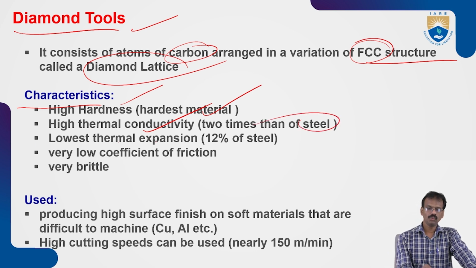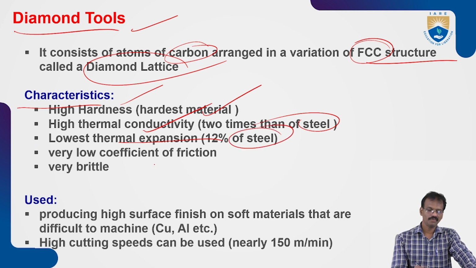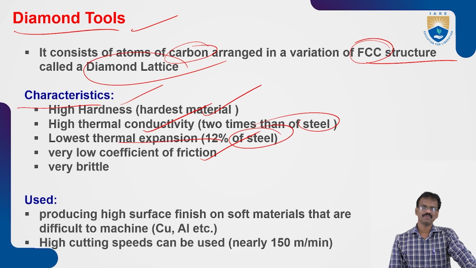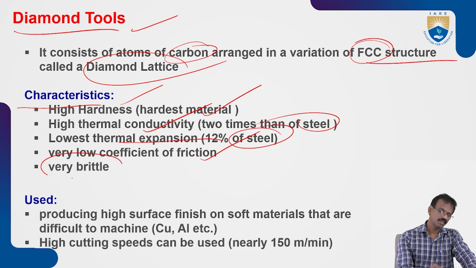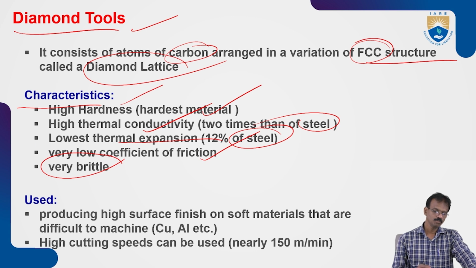Next, lowest thermal expansion also, up to just 12% of the steel. Very low coefficient of friction. So because of this one, the heat generation is very less because the coefficient of friction is very less. Very brittle. You know this is very brittle because it is a very hard material.